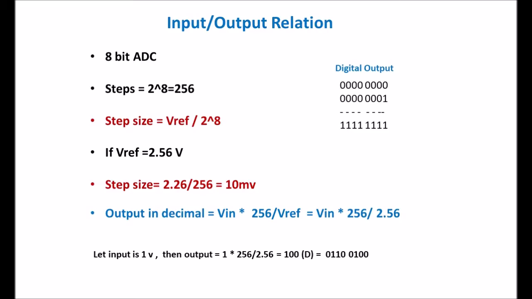This output will be displayed on the LCD. If the input voltage is 2.56 volt, then the output is 2.56 multiplied by 256 divided by 2.56. So that is 256 in decimal. If we convert, we'll get FFH. So this is the final value. All LEDs will glow. So using this, we can compute the output digital value for every input analog voltage.